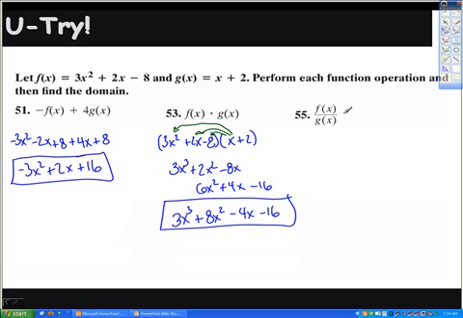And then finally, number 55, we're just going to do f divided by g of x. So I've got 3x squared plus 2x minus 8 over x plus 2.